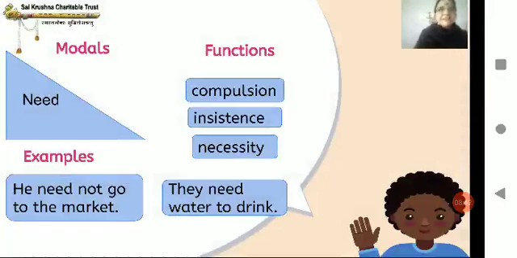Next is need, the modal need. Compulsion, insistence, necessity. What is the meaning of need? Something that you really need. Compulsion, it's forced. Insistence, you have to have it. It is a necessity. He need not go to the market. There was something to buy in the house. Suddenly they realized they have it. So they said, he need not go to the market.